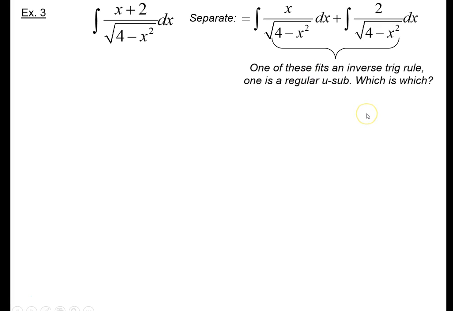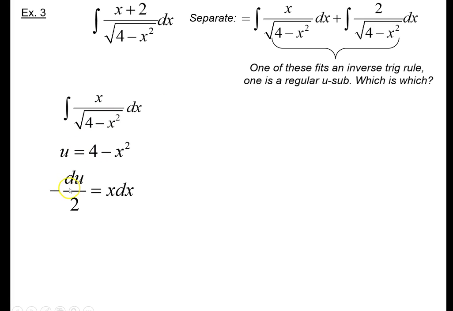One of these fits an inverse trig rule and one is a u sub. Can you tell which is which? The first one is the u sub, because if we let u equal 4 minus x squared, we get du over negative 2 equals the x dx.